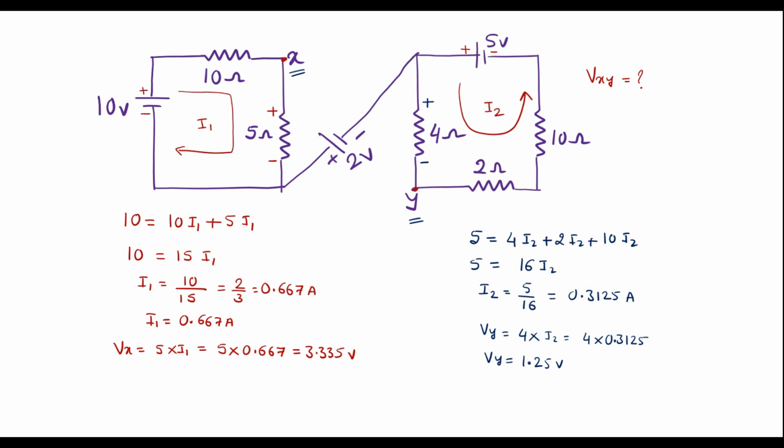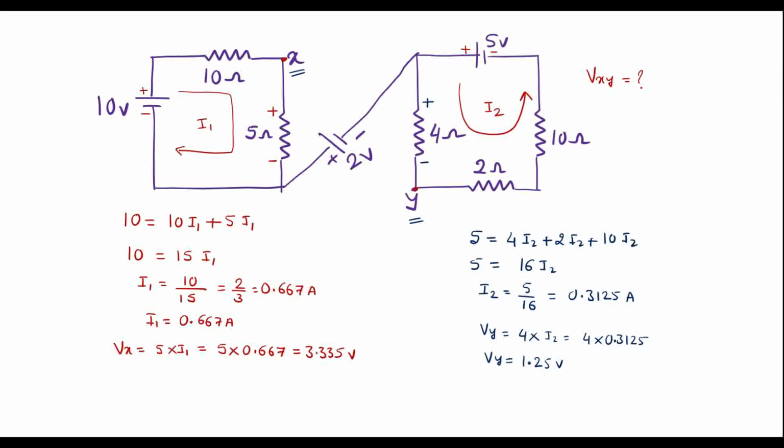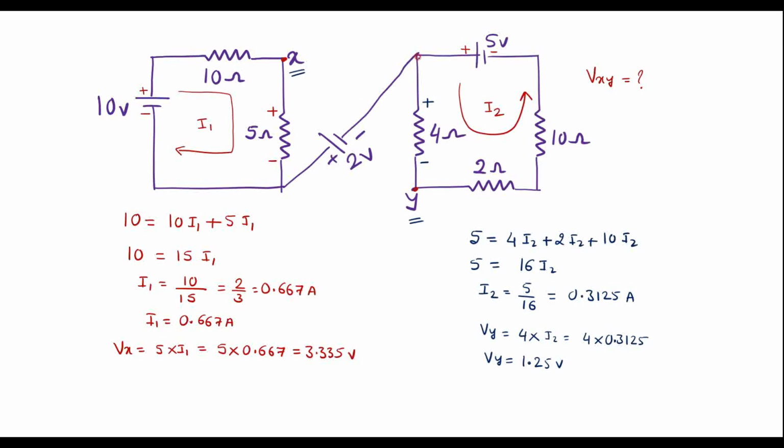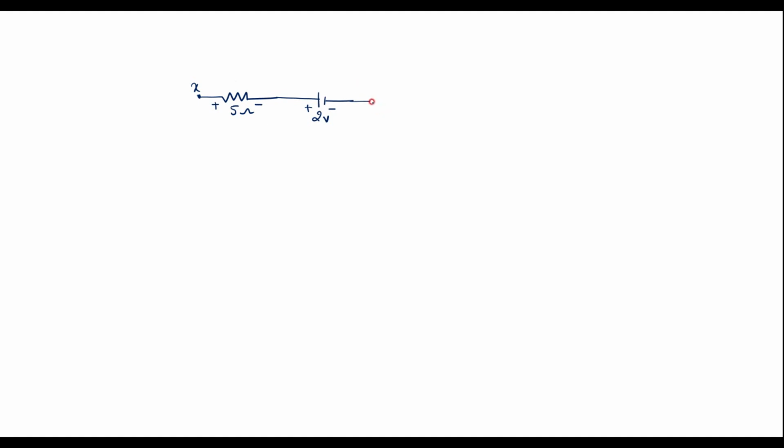Now I can draw the equivalent circuit for understanding purposes. So this is point X. Here we have a resistor of 5 ohm. We can see that this terminal is positive, this is negative. Then here we have plus 2 volt. So let me connect plus 2 volt. This is plus minus, this is 2 volt. Then here we can see that there is a 4 ohm resistor. Let me draw the 4 ohm resistor. This is 4 ohm, this end is positive, this end is negative, and this terminal is Y. So I have drawn the equivalent circuit.